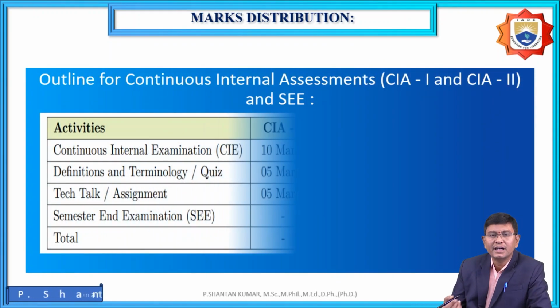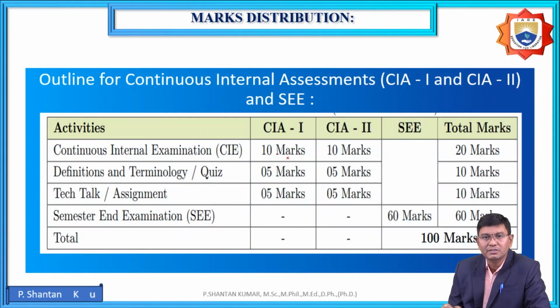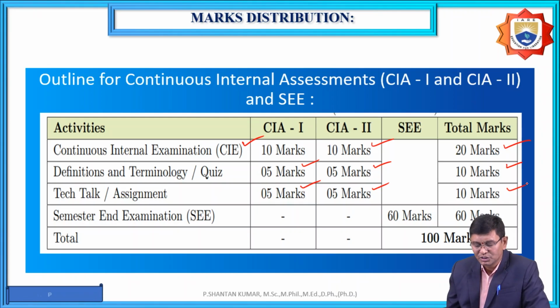And based on the internal, they are divided according to CAE1 and CAE2. In the first CAE, there are 10 marks for the exam, 5 marks for definition and terminology, and the tech talk is 5 marks. CA2 is also the same: the examination is 10 marks, and 5 marks and 5 marks. The total is 20 marks. The CAE and the definition terminology are 10 marks, and the tech talk is like an assignment, also 10 marks. Together the end exam is 60, and the total marks is 100 marks together.